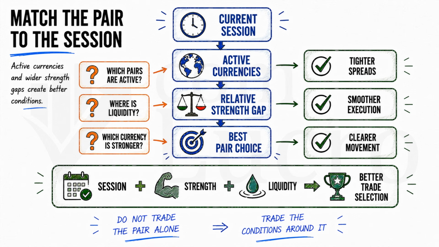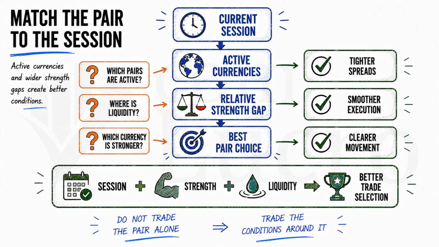Which currency pairs tend to work best during each session? Which pairs are more likely to have strong liquidity? How do currency correlations change throughout the trading day? The most suitable pairs are generally those connected to currencies that are active during the current session and showing a clear difference in relative strength.